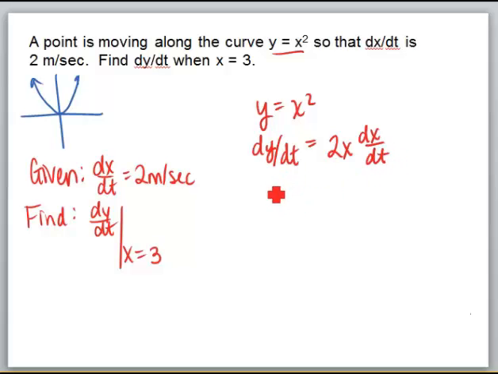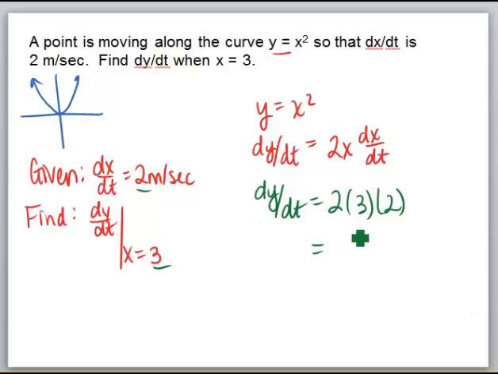Plug in our known values. Well, we're supposed to find dy over dt. We have our x is 3, and we have our dx over dt is 2. So we end up getting 12, and we do have a label. It's meters per second. That is our dy over dt. This one was pretty simple.